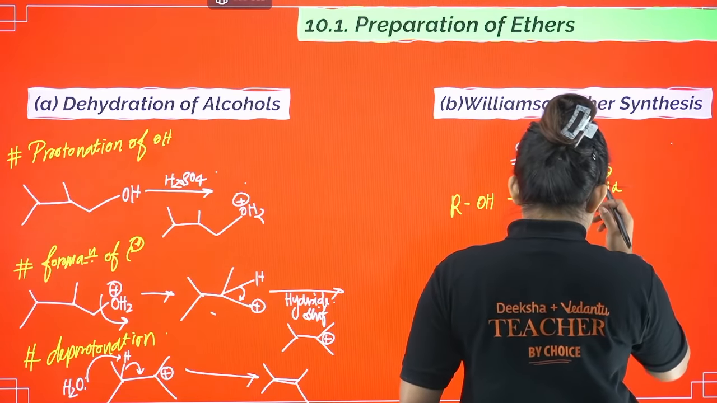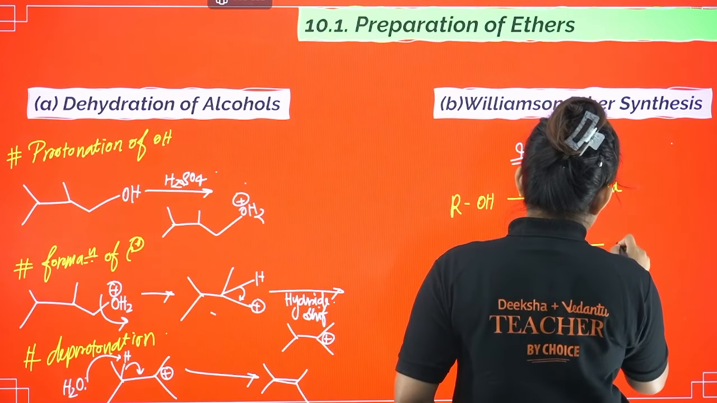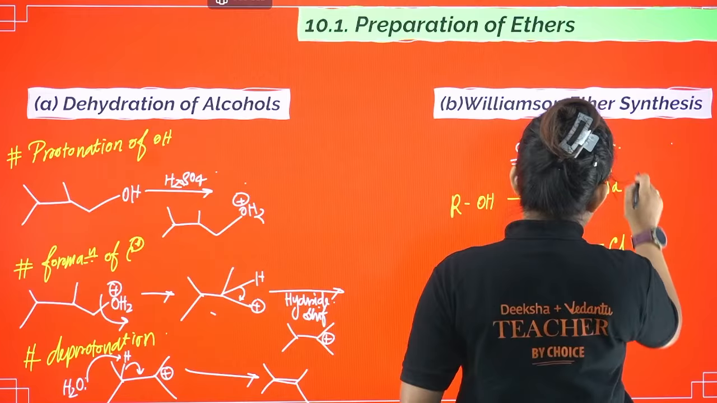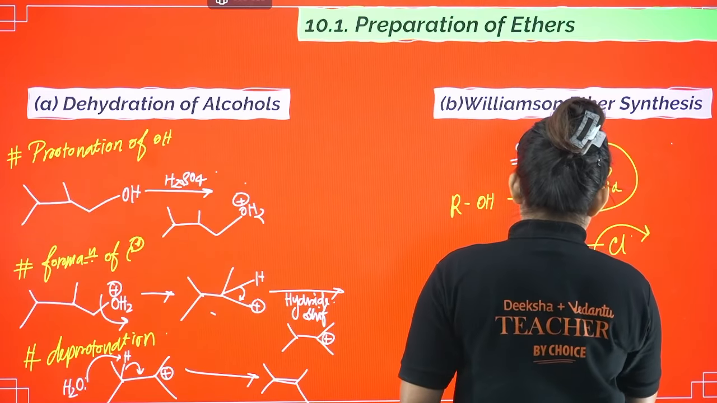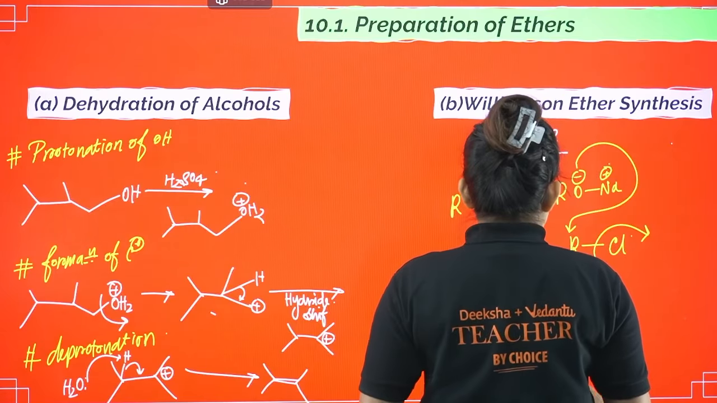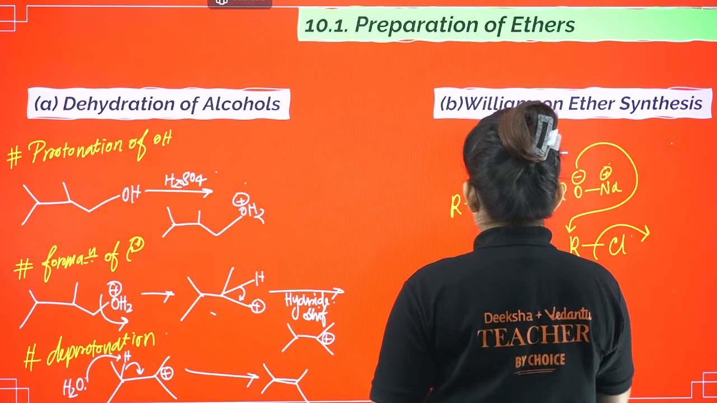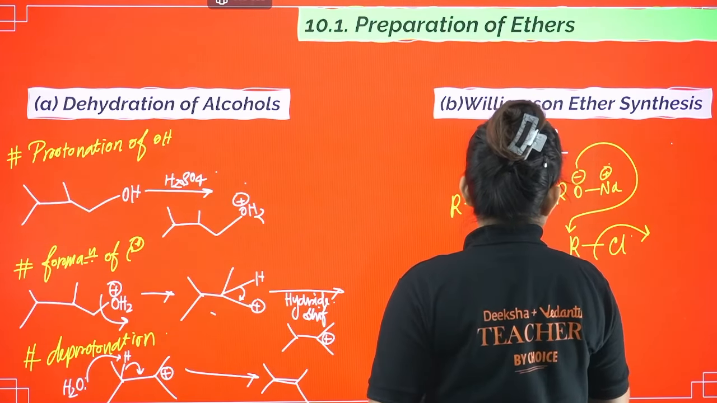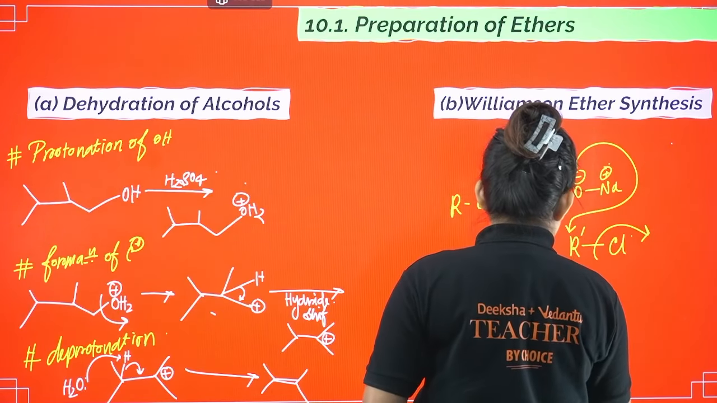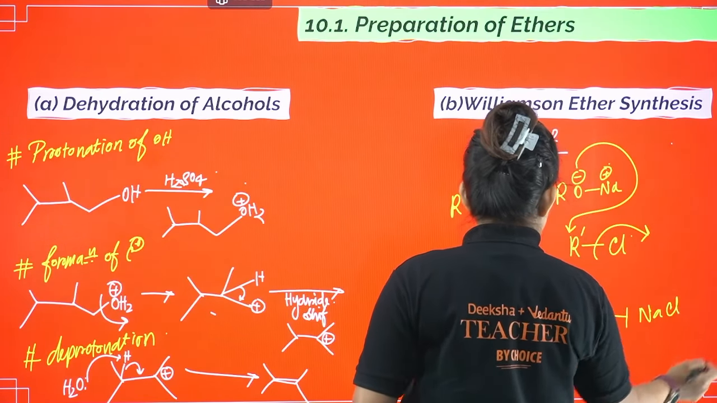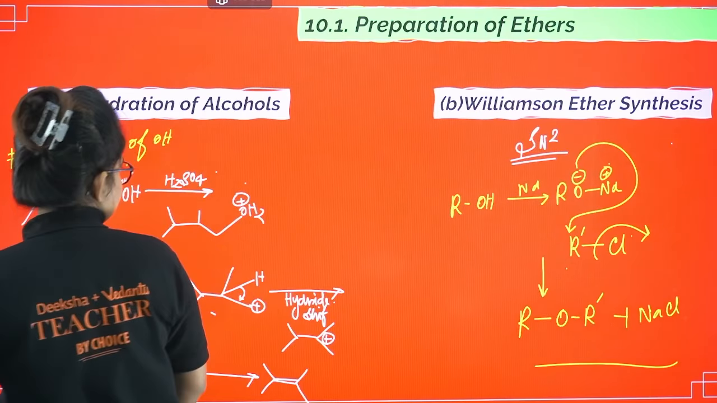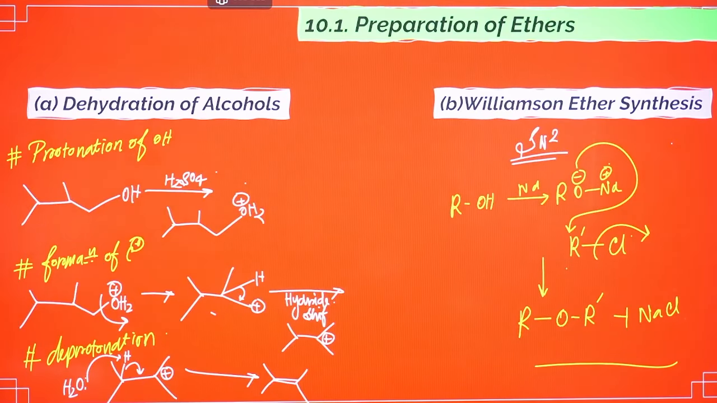This RO minus will react with any kind of alkyl halide. This O minus will attack over here, and the Cl will leave the system. As a result of this, you will get something like this. Let me just call it R prime. So R-O-R prime, plus NaCl. This is your Williamson ether synthesis. I guess it's clear to you. This is how you can proceed with the preparation of ethers.